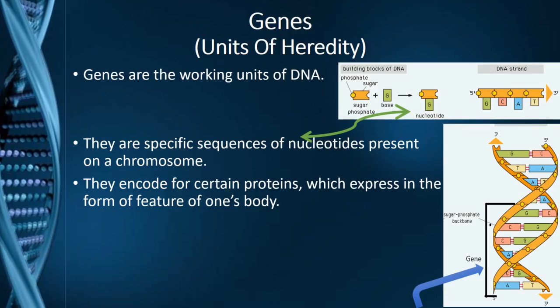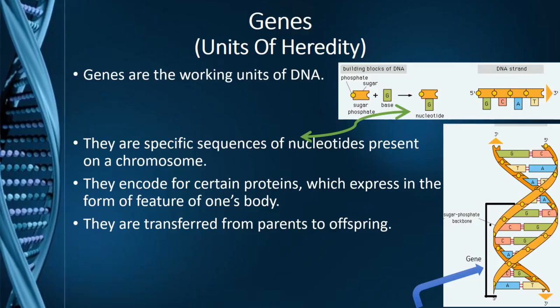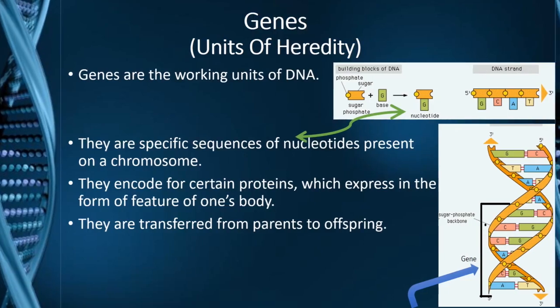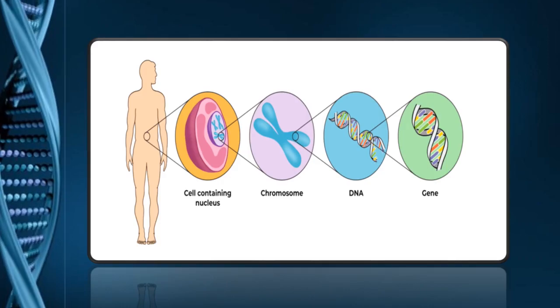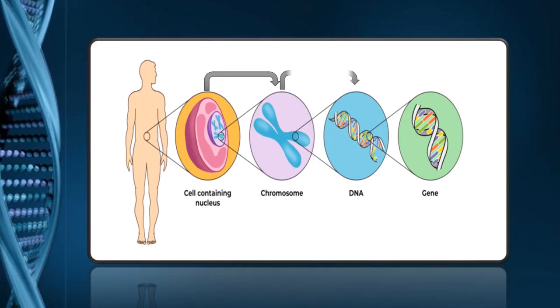They encode for certain proteins which express in the form of features of one's body. Features could be your eye color, hair color, etc. They are transferred from parents to offspring. The human body is made up of cells. Cells contain a nucleus. In the nucleus, the genetic material, that is chromosomes, is present. Chromosomes, as we have learned in our last class, are made up of DNA. On the DNA strands, there are specific regions that code for genes.